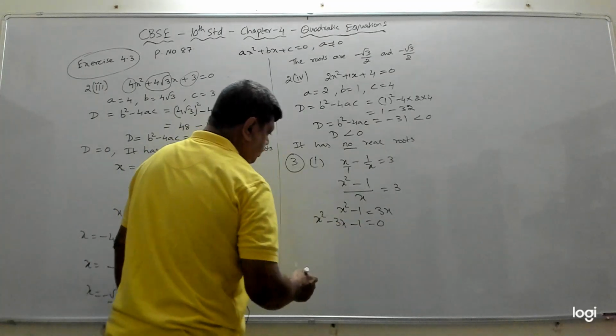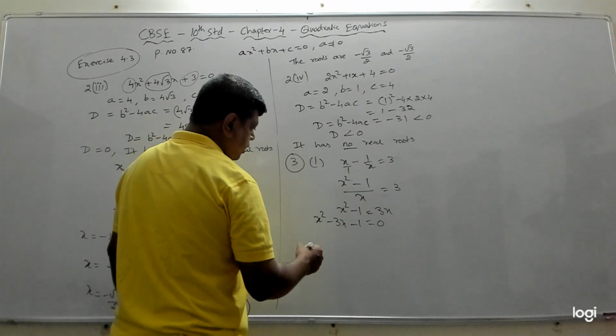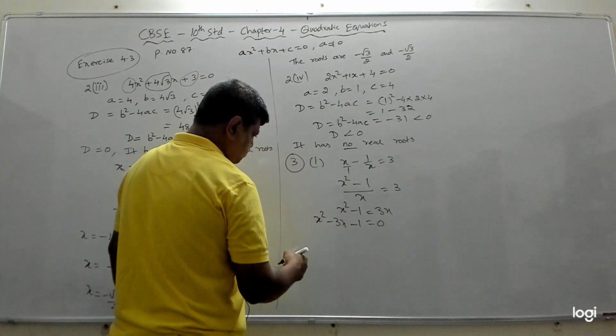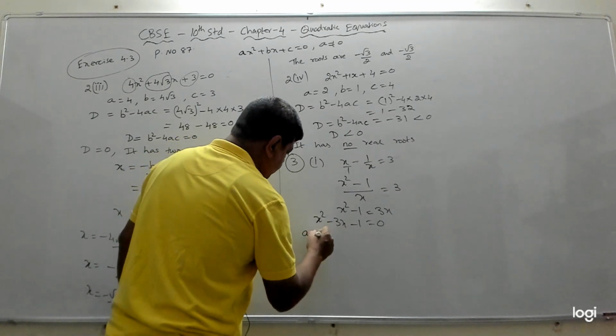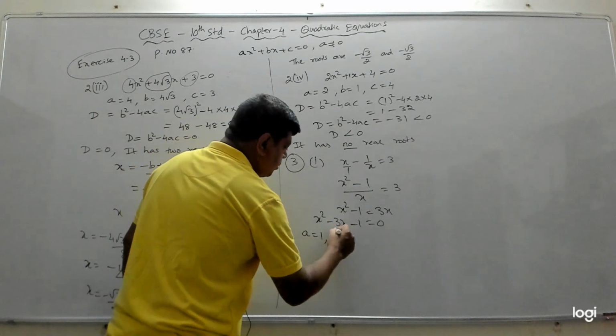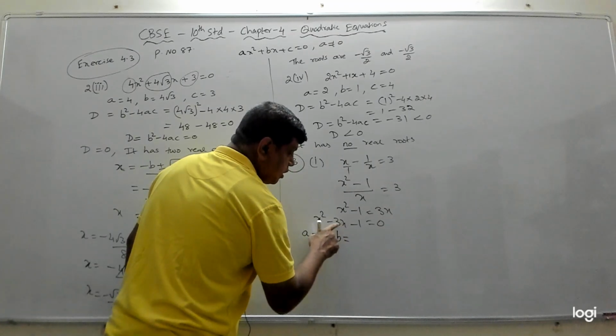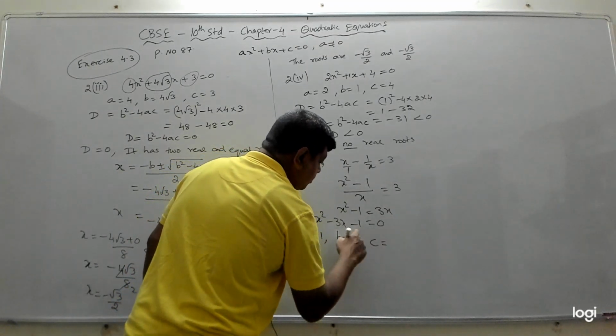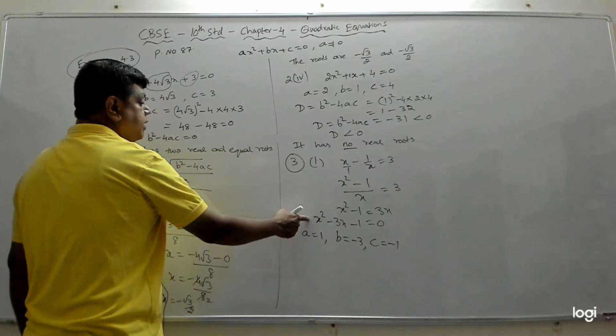So how do we do this? Here we will try to find a. What is a? a is 1, the coefficient of x square, and b is minus 3, the coefficient of x, and c is minus 1. Take along with the sign, comparing this with this.